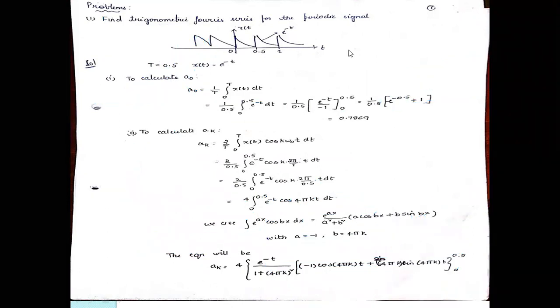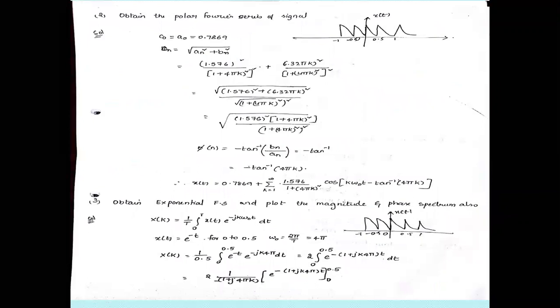Using these equations, a naught, a suffix k and b suffix k values, we can find the polar Fourier series of the same periodic signal with a period of 0 to 0.5. You can obtain the polar Fourier series here. Obtain the polar Fourier series of the signal. What is the polar Fourier series?